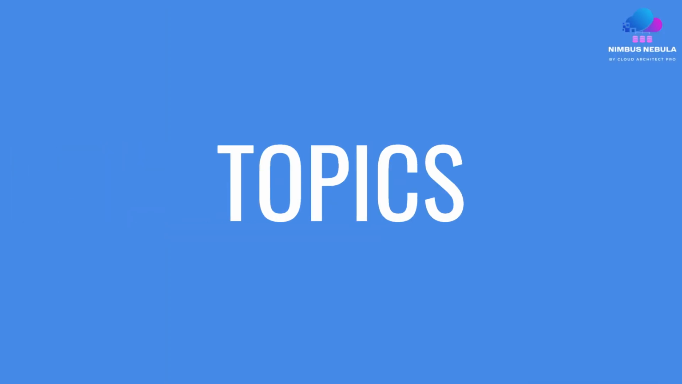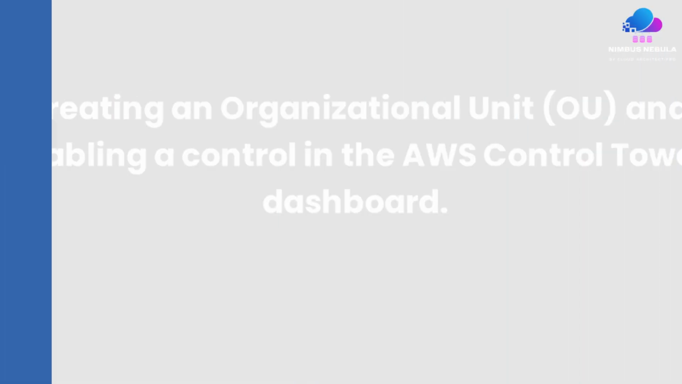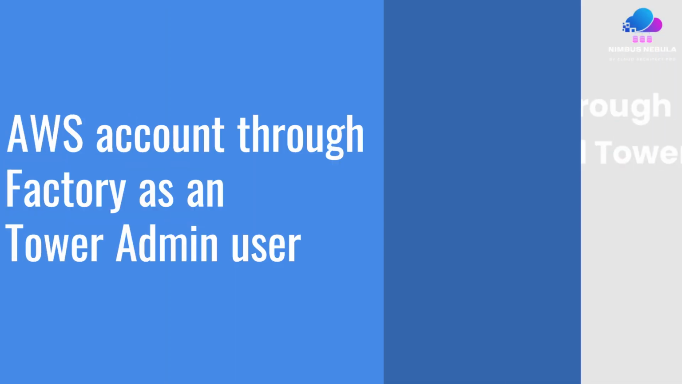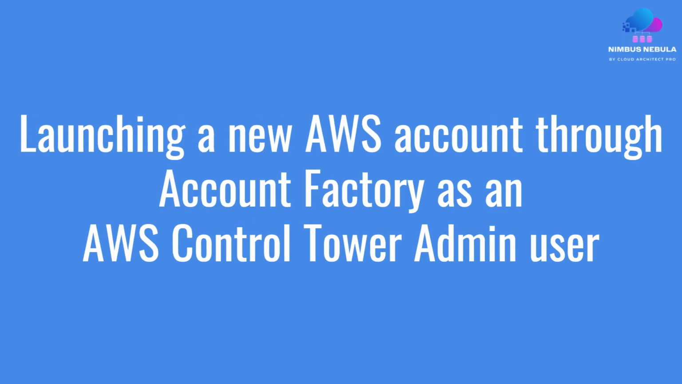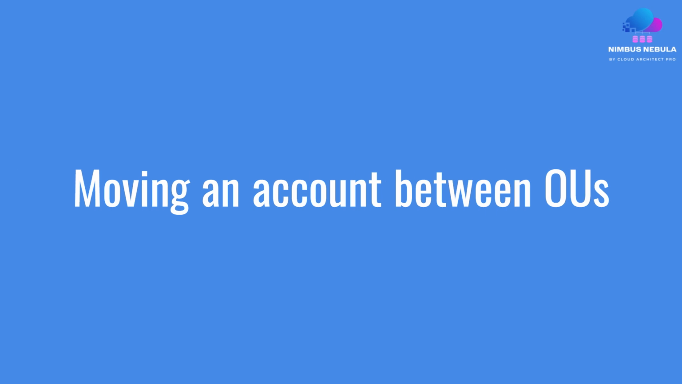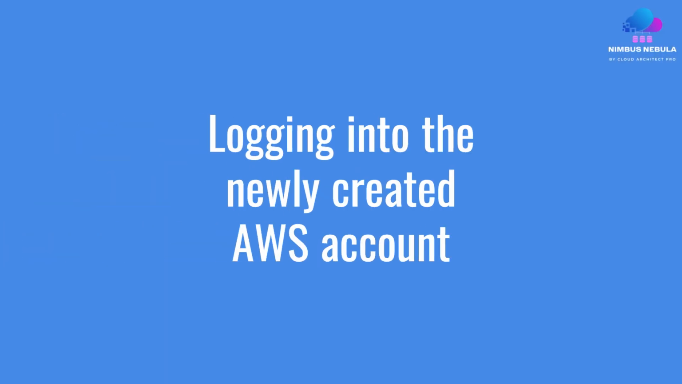Here's an overview of the topics we'll cover. Creating an organizational unit, OU, and enabling a control in the AWS Control Tower dashboard. Launching a new AWS account through Account Factory as an AWS Control Tower admin user. Modifying the network configuration of Account Factory. Moving an account between OUs. And logging into the newly created AWS account. Let's dive in.